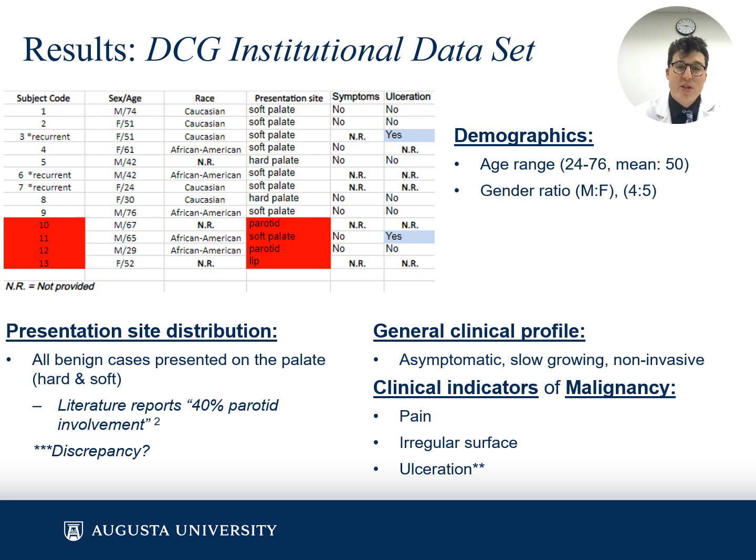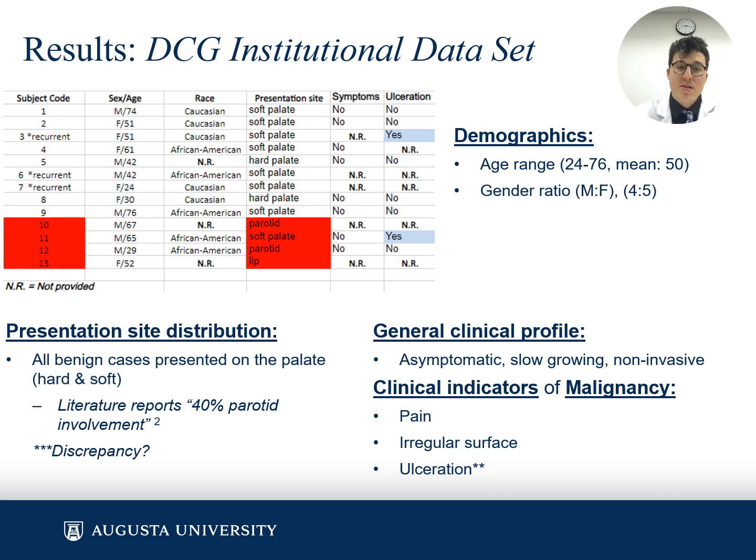With regards to our DCG institutional data set, our age range was 24 to 76 with a mean of 50. The literature reports that this tumor presents in the 3rd decade of life most often, which really fails to illustrate the variability in age at which patients can present with this tumor. The gender ratio in the literature is evenly split. It's said to lack a gender preference, which is what we found in both data sets.